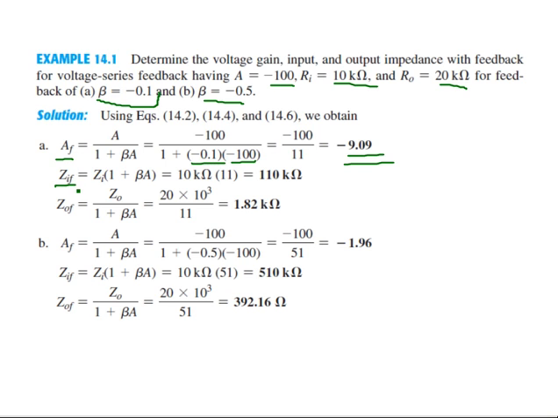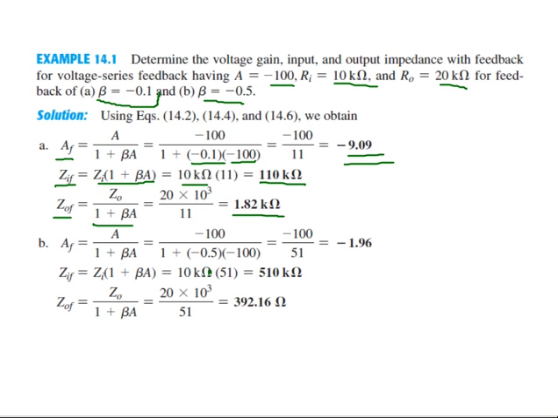Now see what happens to input impedance. For voltage series, the input impedance increases by a factor 1 plus beta A. Substitute the values, you will get the 10 kilo ohm is changed to 110 kilo ohm. What about the output impedance? You can derive these expressions. It is Z0 by 1 plus beta A, and you can see the output impedance is decreased by a factor 1 plus beta A, and you get it as 1.82 kilo ohm.